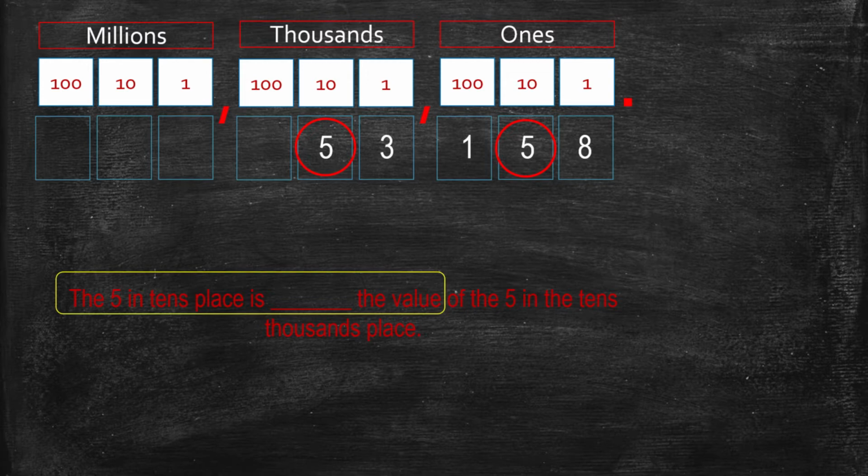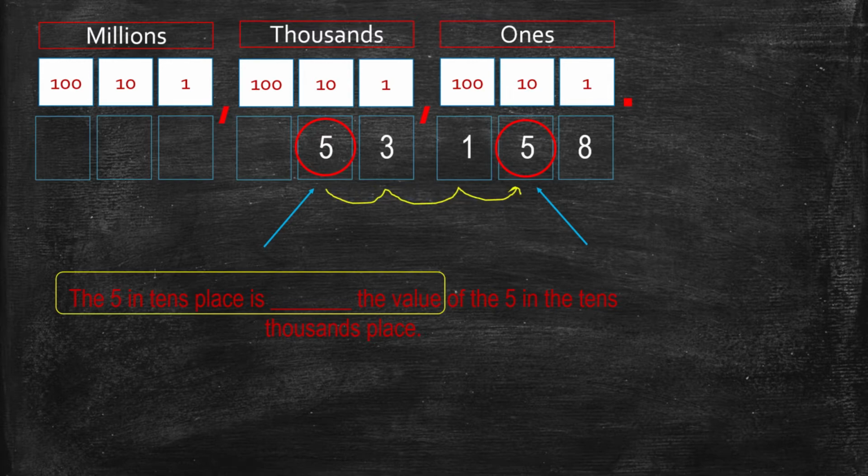So is the 5 in the tens place to the left or to the right of the 5 in the 10,000s place? It's to the right of it. And the further right we go, the smaller the number. So the 5 in the tens place is only a fraction of the 5 in the 10,000s place. So those are the two 5's we're comparing.